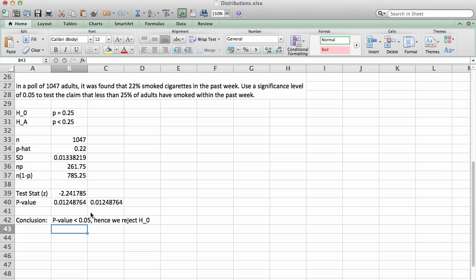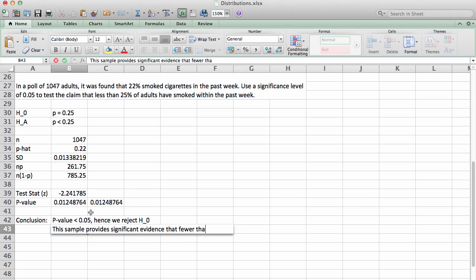So our conclusion in context is that since we've rejected the null hypothesis, we've ruled that this sample provides significant evidence in favor of the alternate hypothesis. In other words, I'll write this out in more specific context. This sample provides significant evidence that fewer than 25% of adults have smoked in the last week. So instead of just saying I found significant evidence in favor of HA, I'm being a little bit more precise. I'm filling in what HA represented. In this case, it represented the claim that fewer than 25% of adults have smoked in the last week, and we find that this sample does indeed provide significant evidence in favor of that claim.